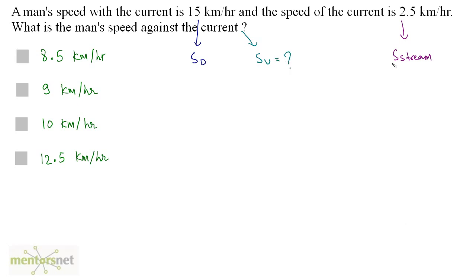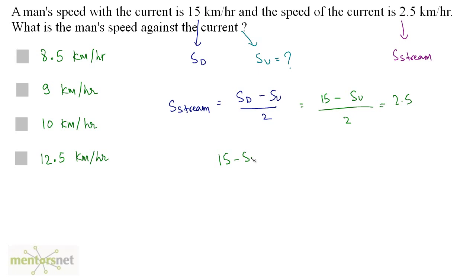Now you know the formula of the speed of the stream, which is equal to the downstream speed minus the upstream speed by 2, and that is equal to, we know the downstream speed, 15 minus SU, that's what we have to find, divided by 2, which is equal to S stream. S stream is 2.5. So we have 15 minus SU is equal to 2.5 times 2, that's 5. Therefore the upstream speed is 15 minus 5, that's 10 kilometers per hour. So we have the correct answer, option C.